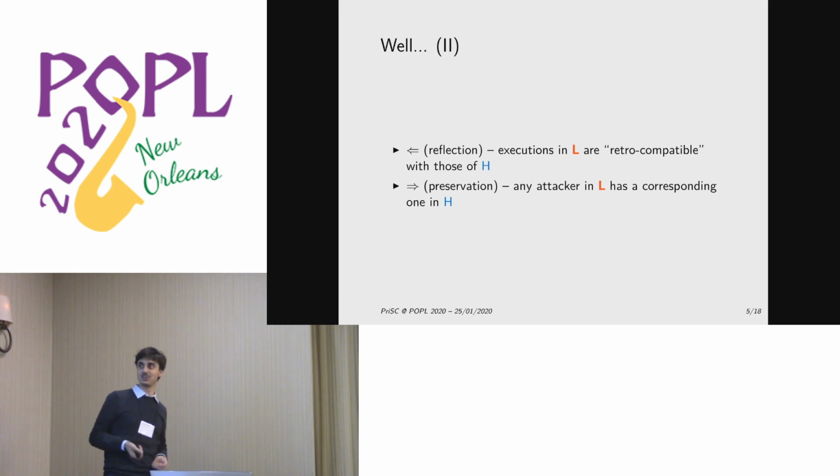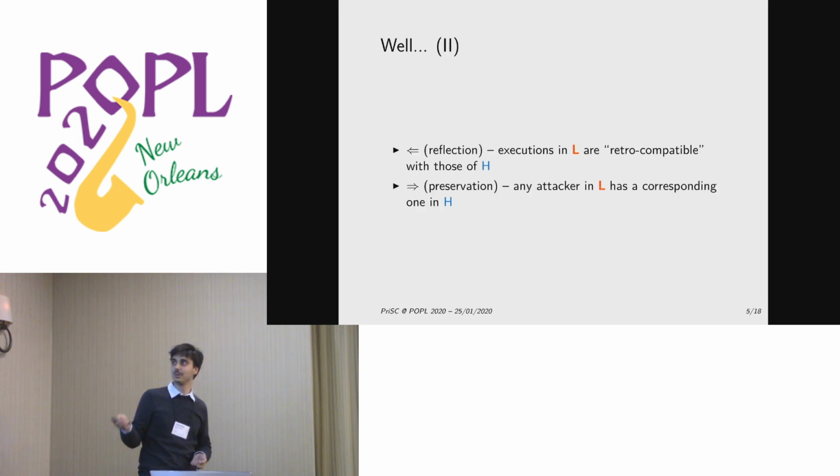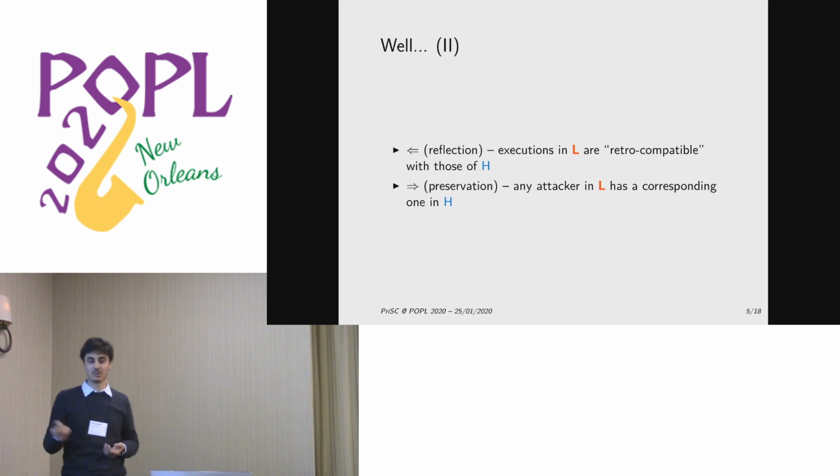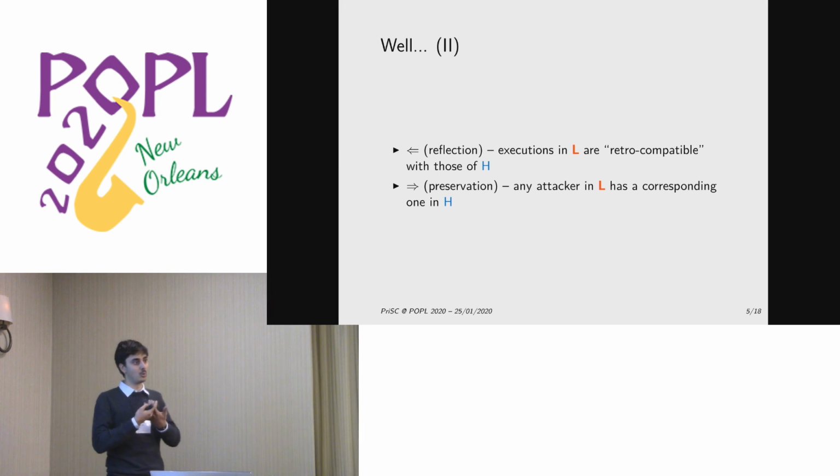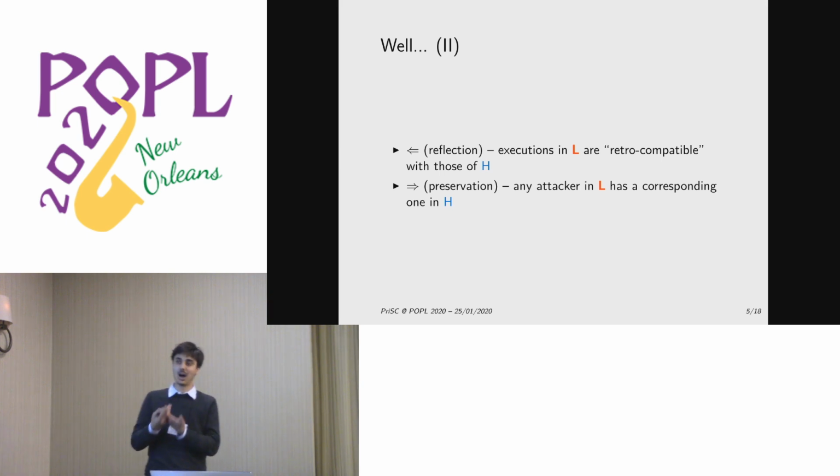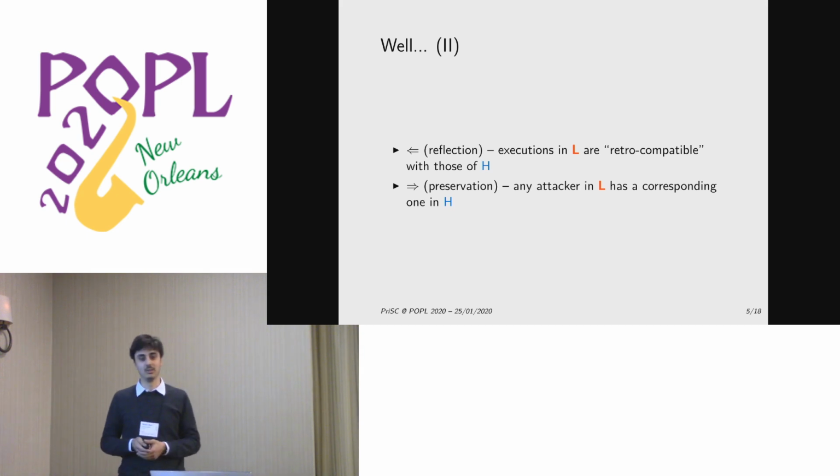In the full abstraction community, reflection is the arrow from the bottom to the top, and it tells us that executions are actually retrocompatible. I already said it like 3 times, but I want to stress it. And the other arrow, preservation, tells us that any attacker in the low language has a corresponding one in the high language. So we are making sure that our isolation mechanism in the low language is not weaker than the one at the higher level.